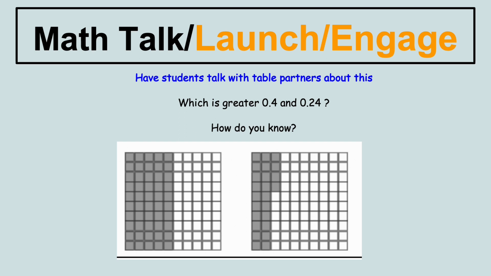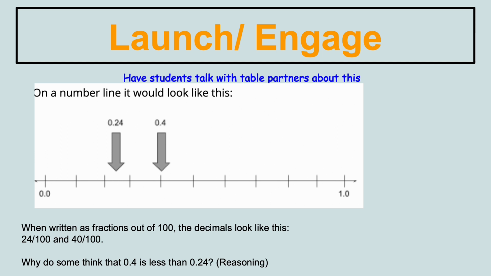What strategy are you using? Are you using place value? If you're using place value, where would you start from? Can you use the 100 grid to explain your answer? How would it look on a number line? How is your friend's comparison different from yours? Why? Why would someone think that 0 and 4/10 is less than 0 and 24/100, even though 0 and 24/100 has more digits?